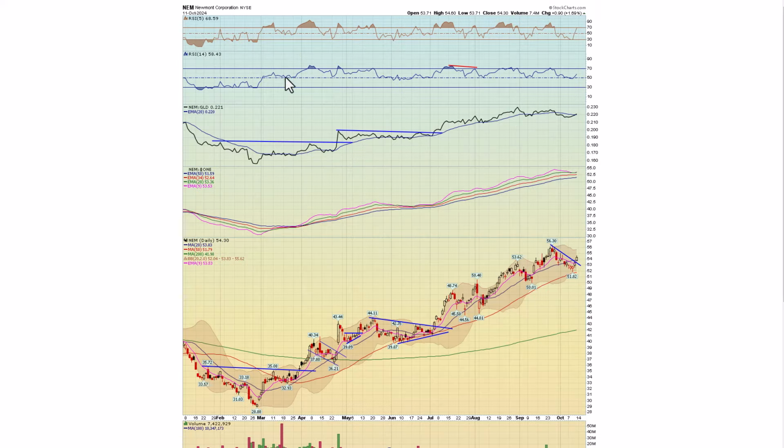Chart 86, here's Newmont. I'm not going to go over a bunch of individual ones as we have plenty of charts here. You can see this finding support near the 50-day moving average, breaking a little trend line on Friday.